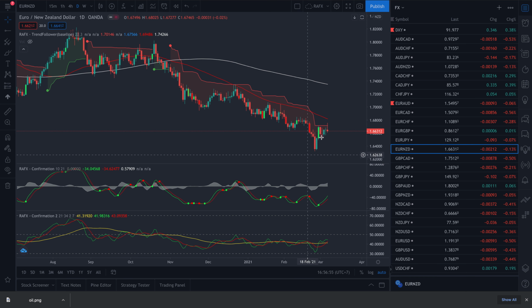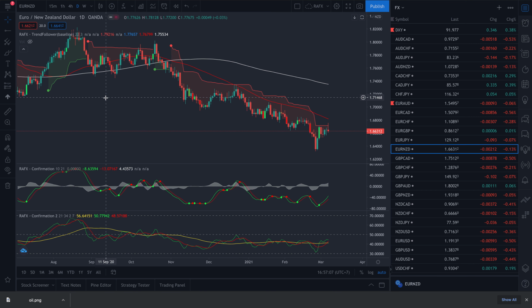Okay, so this one is Euro NZD, and as you can see, it has a short bias because the price is below the 250 baseline, and the price is not too far from the market structure, which is here. So we will consider checking the lower time frame.